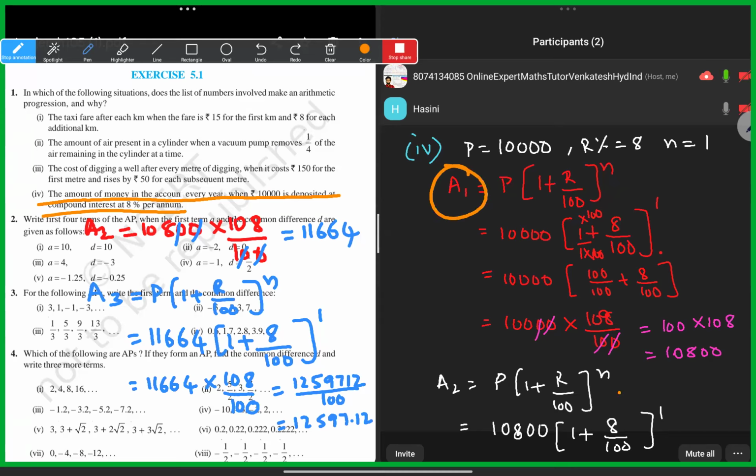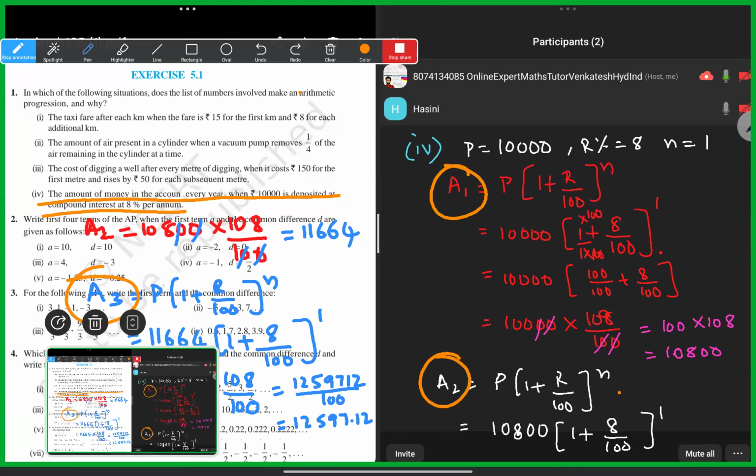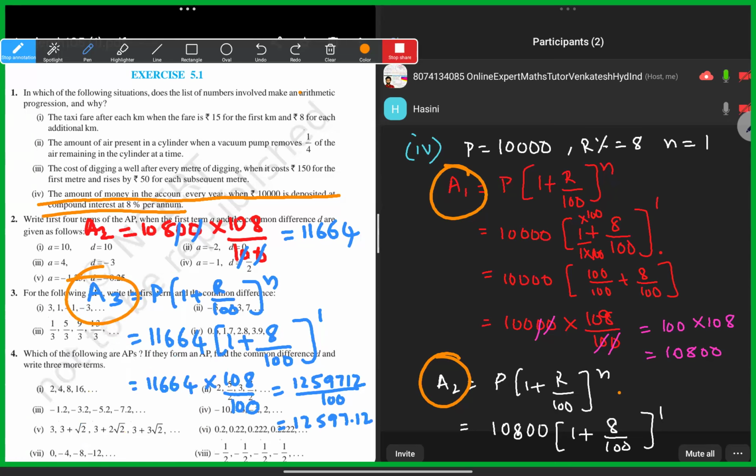Amount after first year I found out, amount after second year I found out, amount after third year I found out. So if A2 minus A1 and A3 minus A2 come equal, I'll find out A4 also. Otherwise, if these two do not come equal, this compound interest situation will not follow arithmetic progression in terms of amounts after every year.